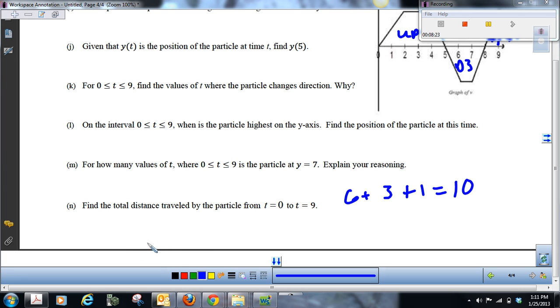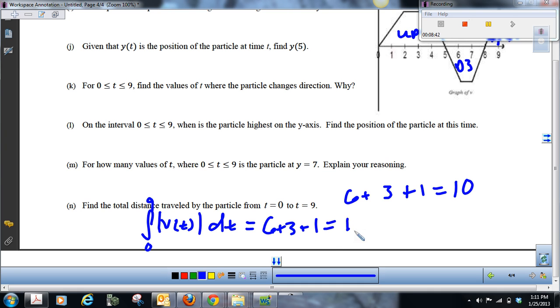How do you write this as an integral? Well, you need to write it like this. The integral of the absolute value of velocity. And if you just want to memorize this for total distance traveled, that'll get it to you. And you're just going to write 6 plus 3 plus 1. You've got to write this to get this point because this is a calculus exam. They want to see if you're knowing the calculus.